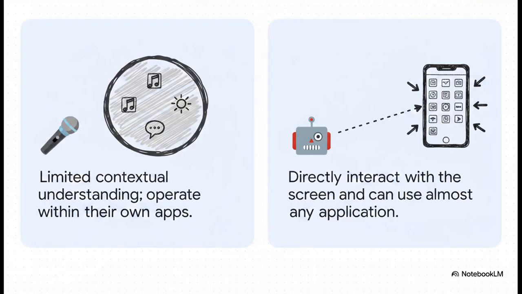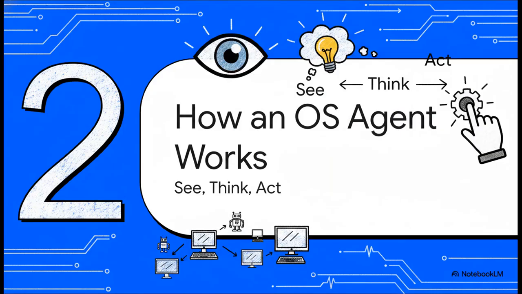And this is where you can really see the massive difference between something like Siri or Alexa and these new OS agents. You see, Siri is pretty much trapped inside its own little world of commands and apps. But an OS agent can see and use almost any application on your device because it understands the visual layout. It's a whole different ballgame. A huge leap forward. Okay, so how does it actually do all this stuff?